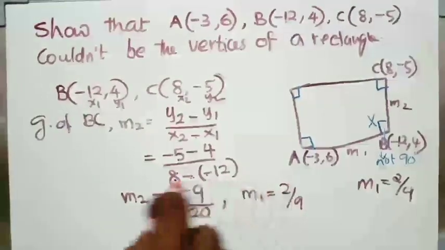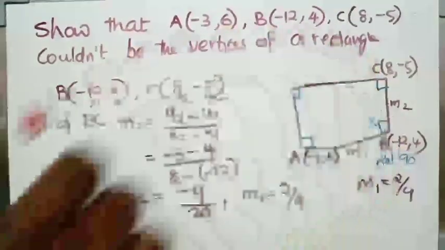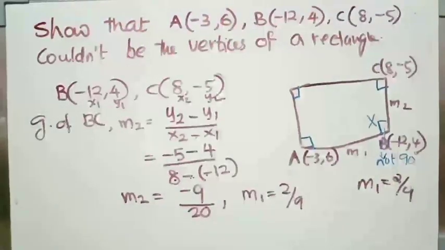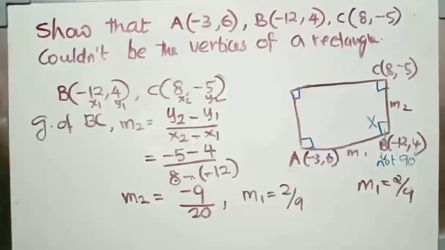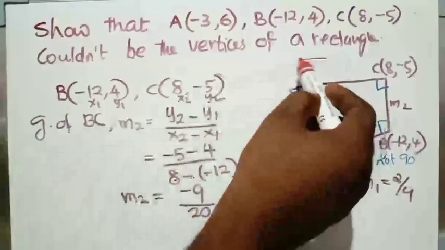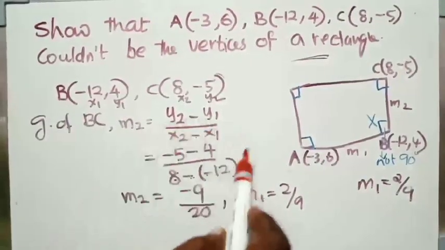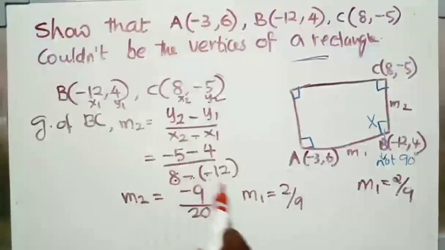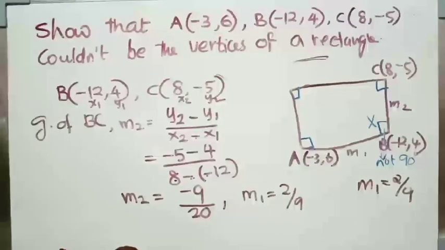So here our concept is we need to check whether AB is perpendicular to BC. If AB and BC are perpendicular, then the figure formed is a rectangle. Okay, so to check that perpendicularity, let us multiply M1 and M2, because remember the concept, if two lines are perpendicular, then M1 into M2 is equal to minus 1. So let's multiply M1 and M2.